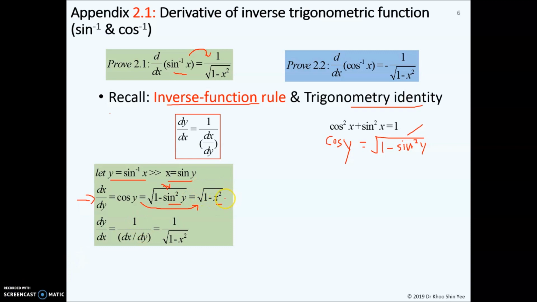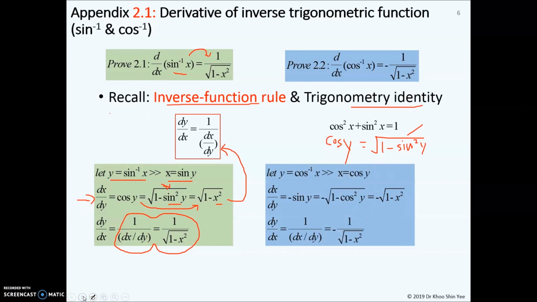Thereby, we can substitute this answer into the original inverse function rule. Thereby, we get this. And this is the answer for the differentiation.